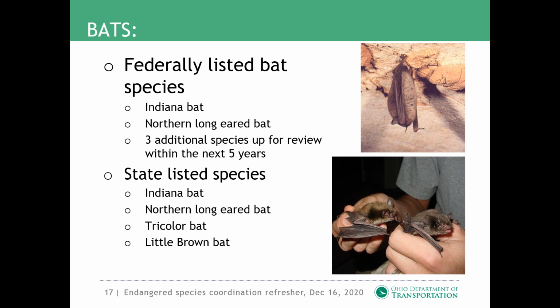In addition to the 2 federal bat listings, there has also been 2 bats listed as state endangered this year. They are the tricolor bat and the little brown bat. They're also under review with Fish and Wildlife Service, and that should occur within the next 5 years. So we'll see if they will be federally listed.